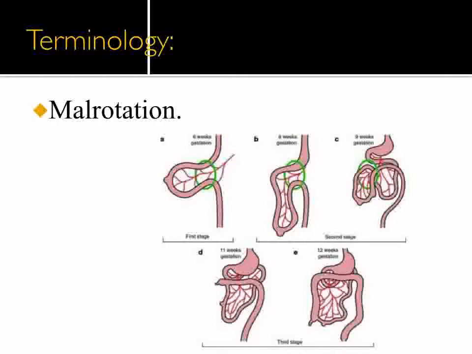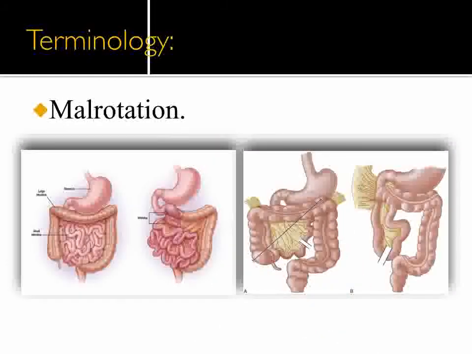So the orientation of the intestine will be, as we know, the duodenum C-shaped, and the duodenojejunal junction to the left of the vertebral column. The small intestine will be in the middle of the abdomen, and the cecum will be in the right iliac fossa, and the colon will be like an inverted U, taking the periphery of the abdomen.